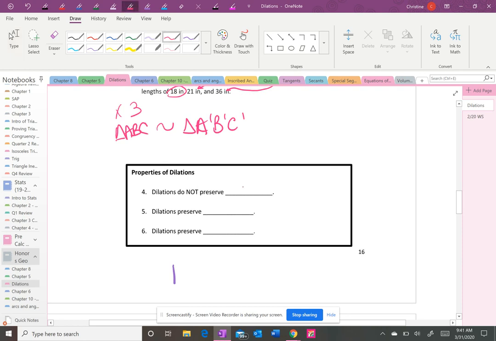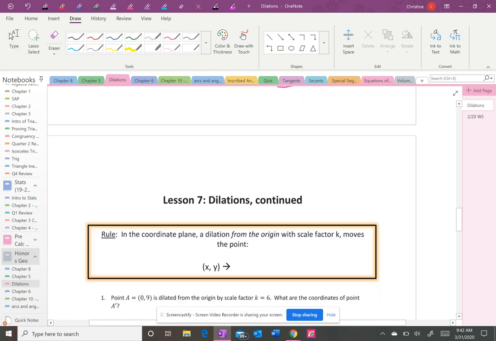Dilations do not preserve congruence. So they only preserve two things. They preserve angles and they preserve orientation. So if I had this triangle and I shrunk it, the angles would all still be the same. And it preserves orientation, which means that if I had this triangle and I shrink it, it's not going to rotate. It's going to be located in the same place. It's not going to change where it's located.